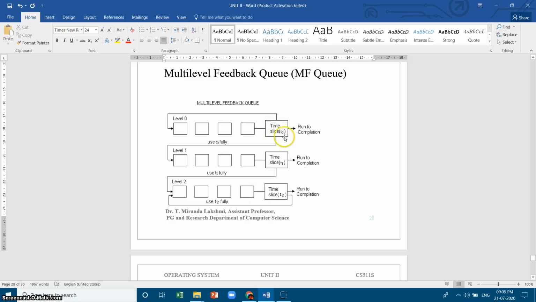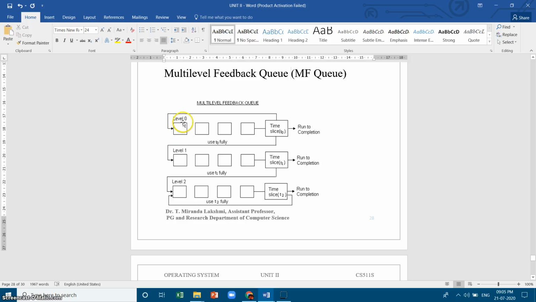So first time slice, let us consider I am going to give 5 minutes. Here your time slice will be increased to 10 minutes. Here your time slice will be increased to 15 minutes. This is just an example I am giving. So whatever time slice you want, you can use it. Now you can see how this level will be working.